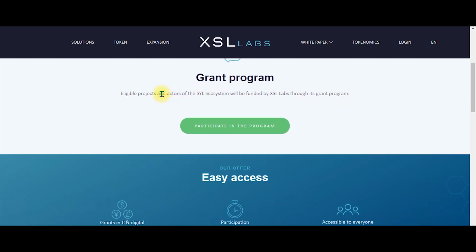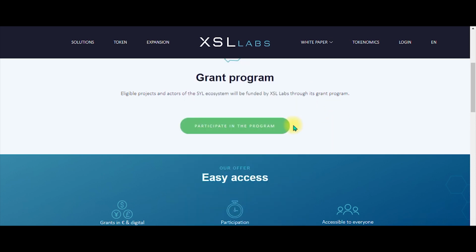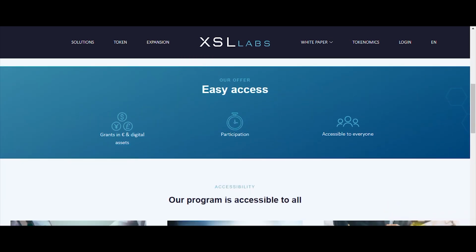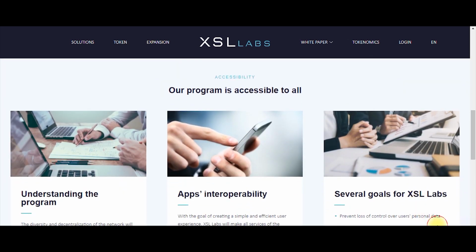So if you have any sort of projects you're interested in, which you think will be beneficial to XSL Labs or similar in their field, you can participate in the program. You can just click over here and it will open your email section. So yeah, if you're interested, you can go there. XSL Labs offers grants in digital assets, fiat money and digital money, cryptocurrency that is, and participation is accessible to everyone.